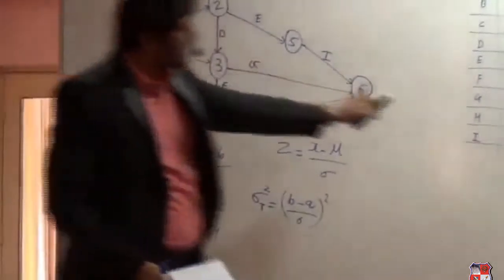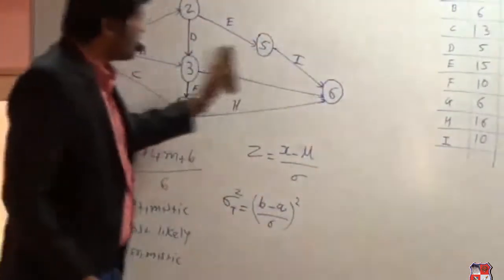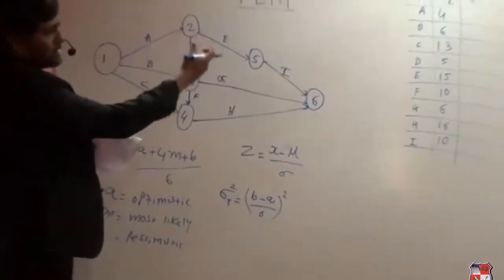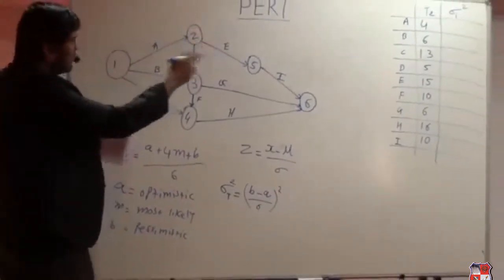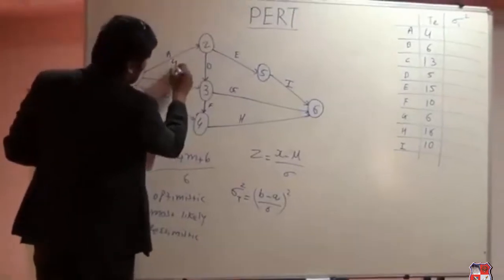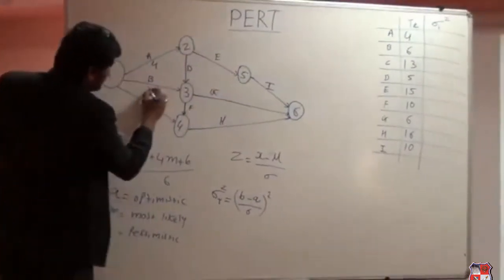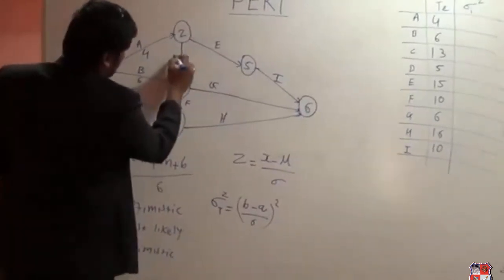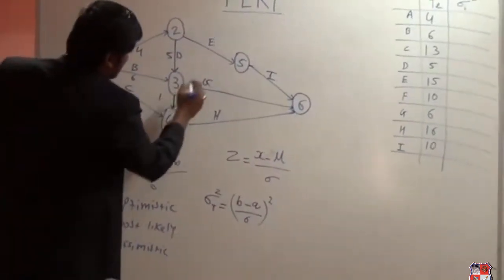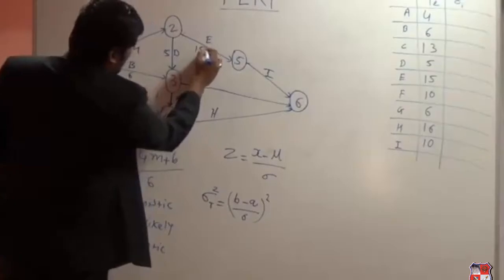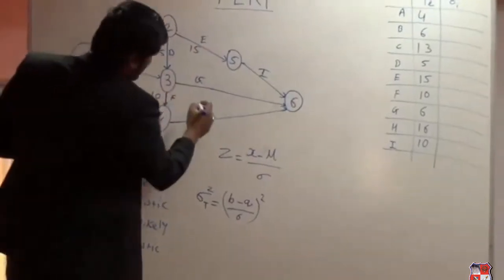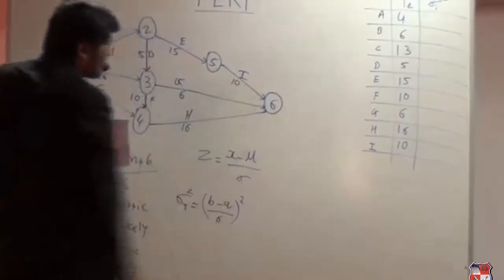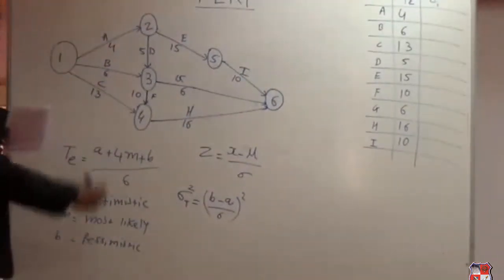Now based on the estimated time, let us first of all calculate the project time duration. So we'll put the time durations which we have estimated. For A it will be 4, for B 6, C 13, for D it is 5, E 15, F 10, for G 6, for H 16, I 10. Now let us calculate the time duration.